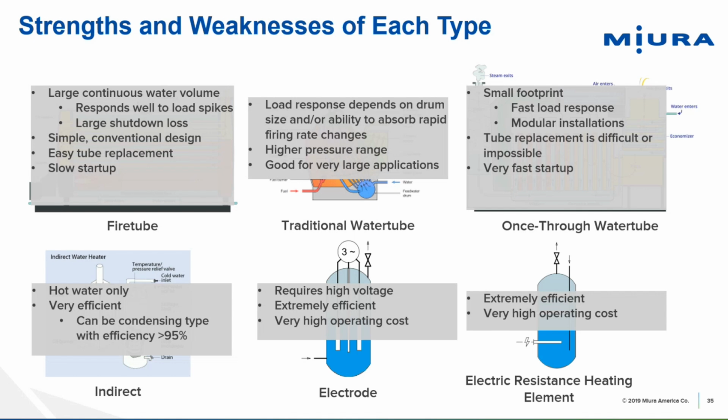Indirect systems, they're hot water only. They're extremely efficient, though. Like I said, they can be the condensing type. Their efficiencies can be higher than 95%. Sometimes you see 98, 99%.